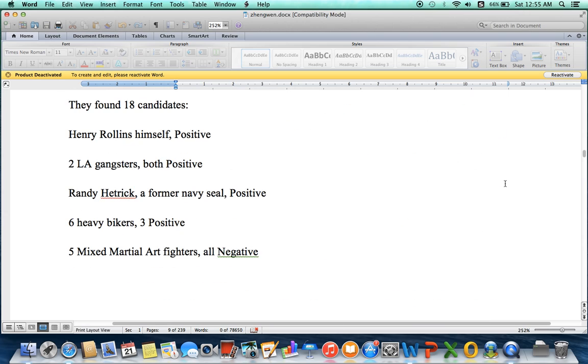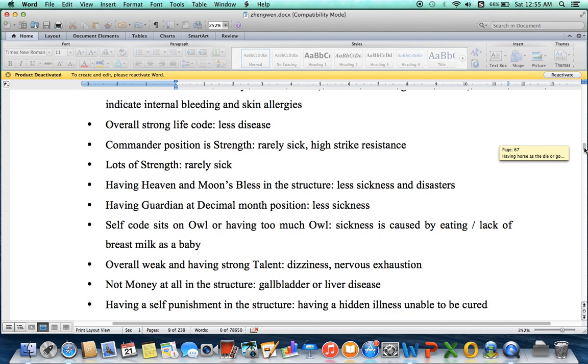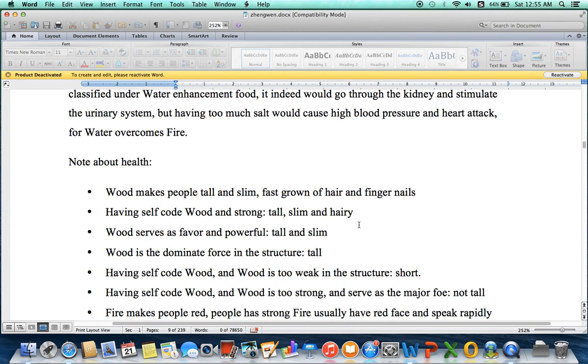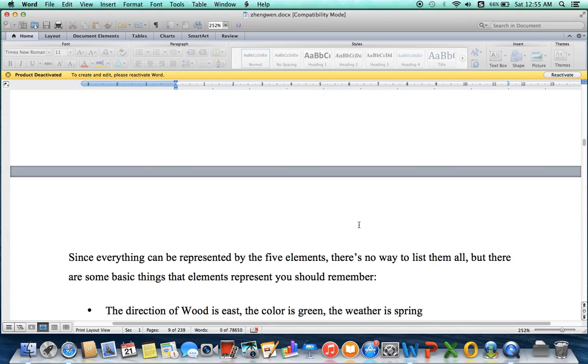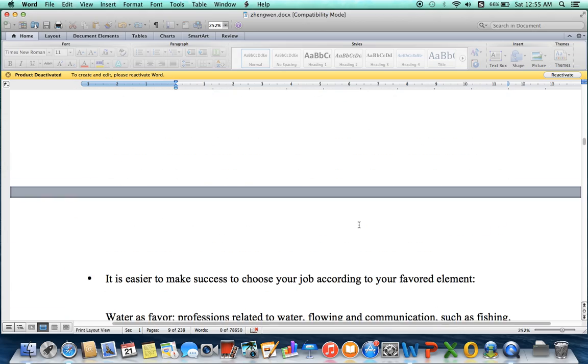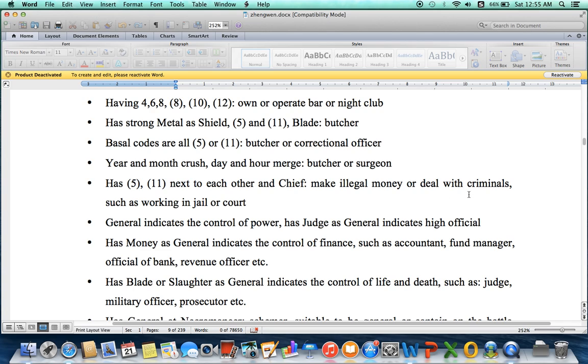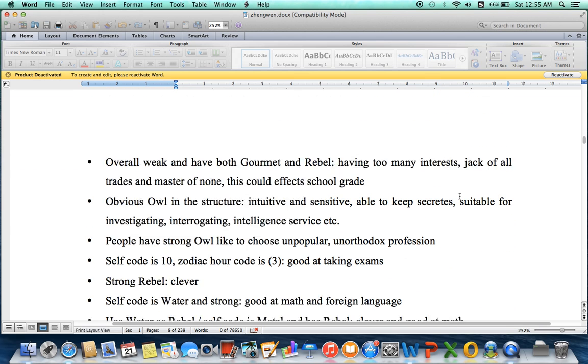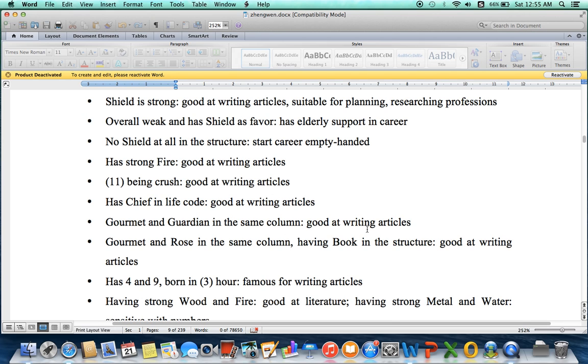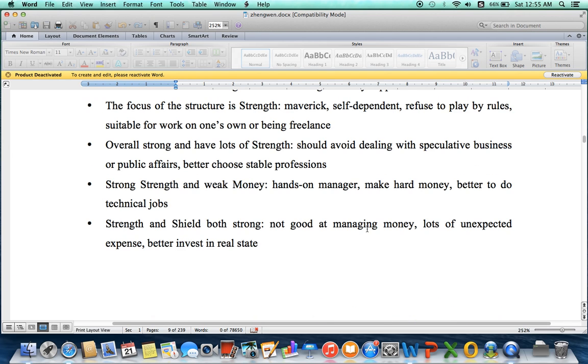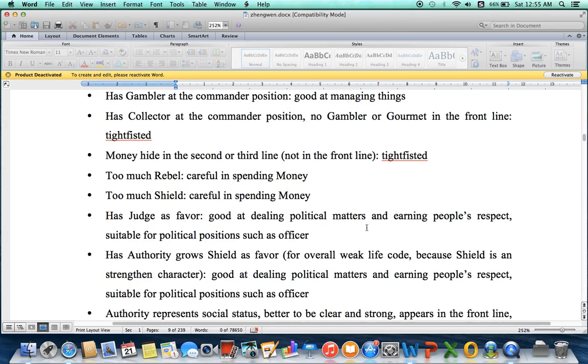This is note. Note is how to give a detailed fortune telling. For example, when you have a 5 and 11 zodiacally next to each other, and the chief is an other agent, that means you make illegal money or deal with criminals. So you know that this is how fortune tellers make detailed fortune telling.